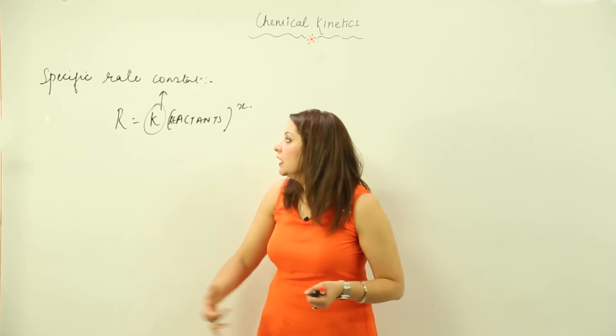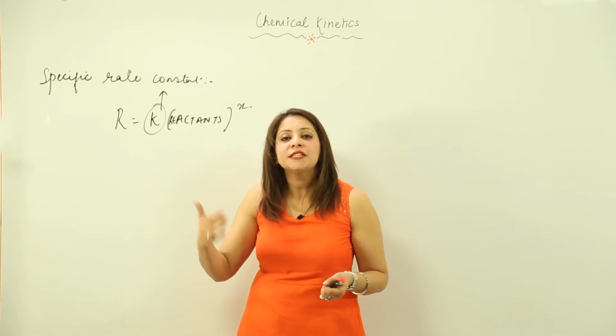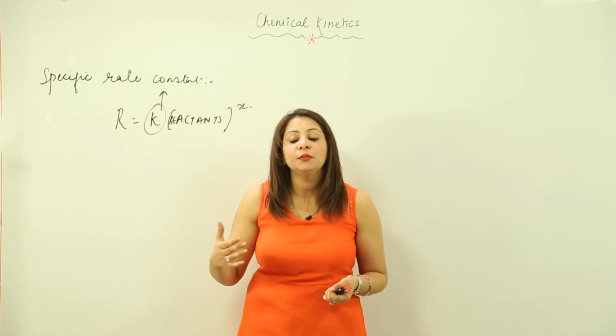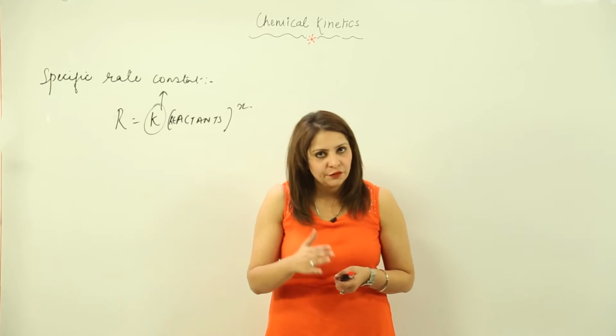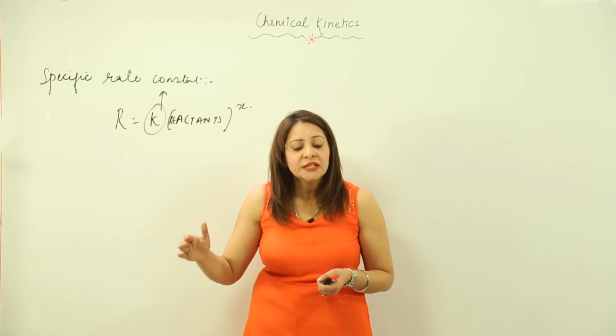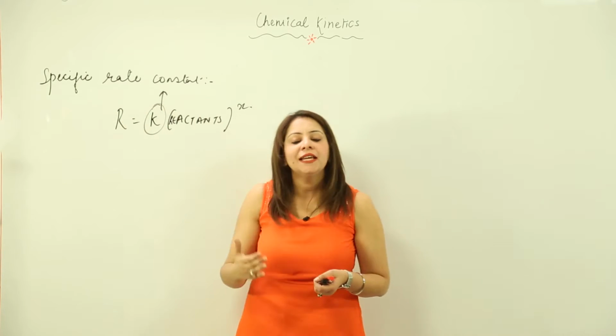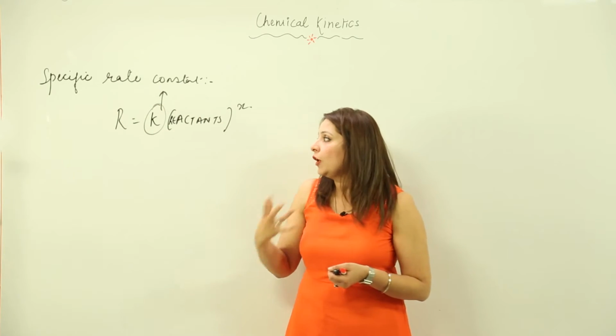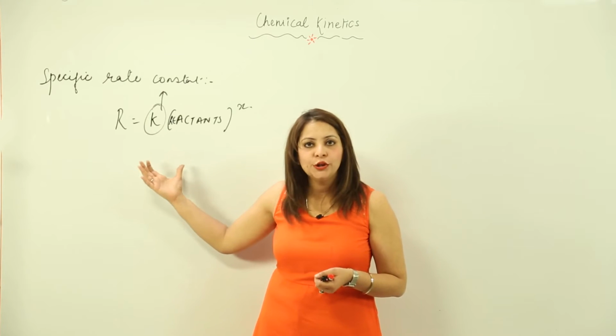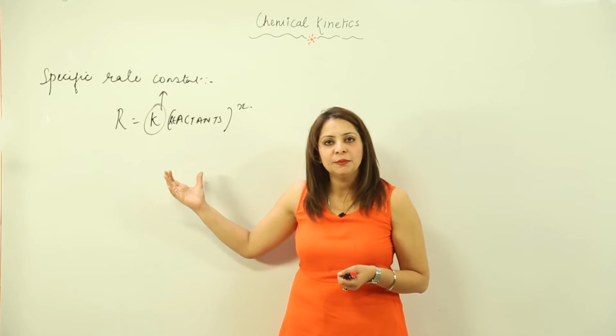The reason is that the value of this K is specific for a specific reaction. That means it is going to possess different values for different chemical reactions. That is why we often call it the specific rate constant. And I think you are familiar with the factors on which the value of K depends. I told you in a previous lecture, but still I will sum it up again.